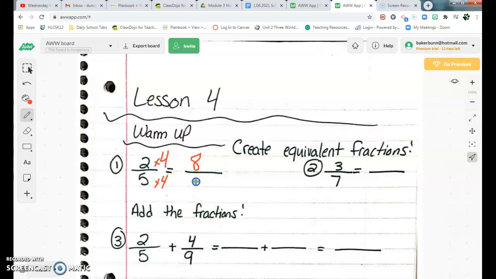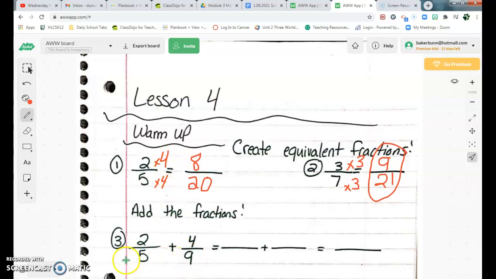I don't know why that's not drawing. Oh, there we go. That's kind of messy now. So 8/20 is equivalent to 2/5. Over here, let's say I'm going to multiply by 3. Whatever I multiply the top by, I multiply the bottom by too. 3 times 3 is 9. 7 times 3 is 21. So 9/21 is equivalent to 3/7. You guys could have picked different numbers. It doesn't really matter as long as you multiply the top and bottom by the same number.